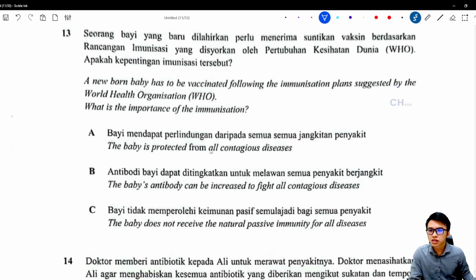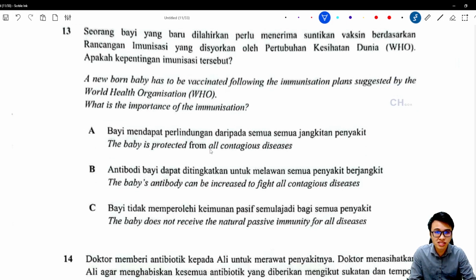Okay, question 13. A newborn baby has to be vaccinated following the immunizations. Once you were born, you needed to take a lot of injections for vaccination. So what is the importance of immunization? The baby is protected from all contagious diseases. Not really, not all. It must be very specific. When you inject the COVID-19 vaccine, you are only protected from the COVID-19 virus.